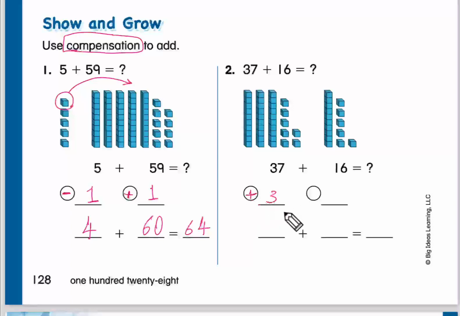From where do we get this 3? We take it from the 16. So again, my hero, what we're doing, we will take 3, 1, 2, 3 from here, and give it to the 37. Why are we doing this? To make the 37 be 40. We need 3 to make it 40. Now, take the 3 from the 16.